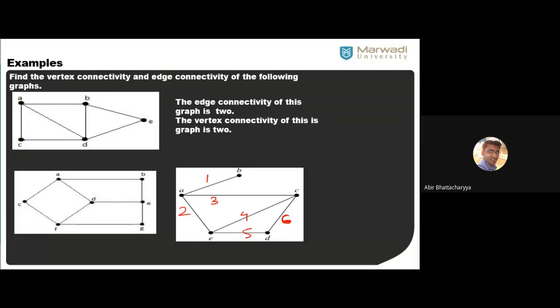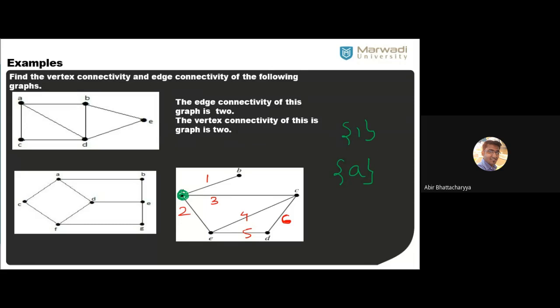All right. So what is the EC going to be here? EC and VC both are 1 here. Correct answer. So how would you find it? You can delete edge number 1, so it is going to be EC equals 1. Similarly, if I remove vertex A, I can also make the graph disconnected. So EC and VC both are 1.